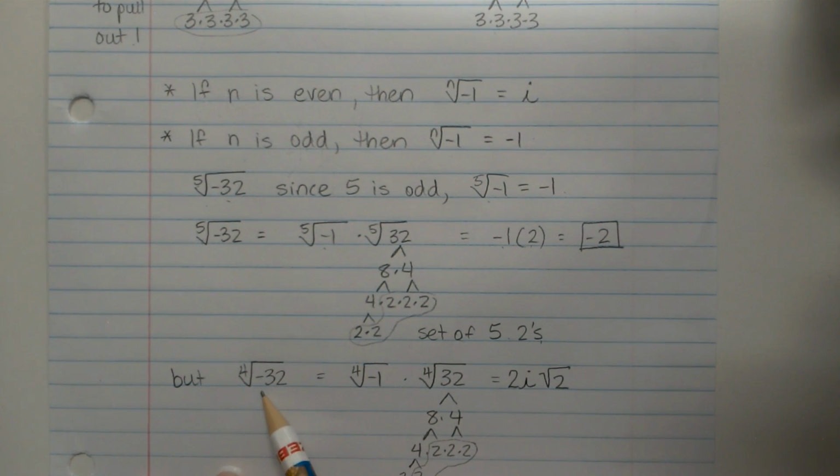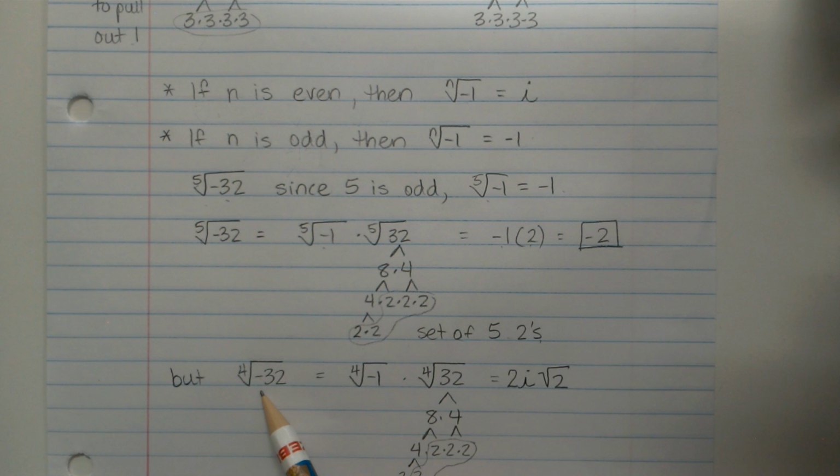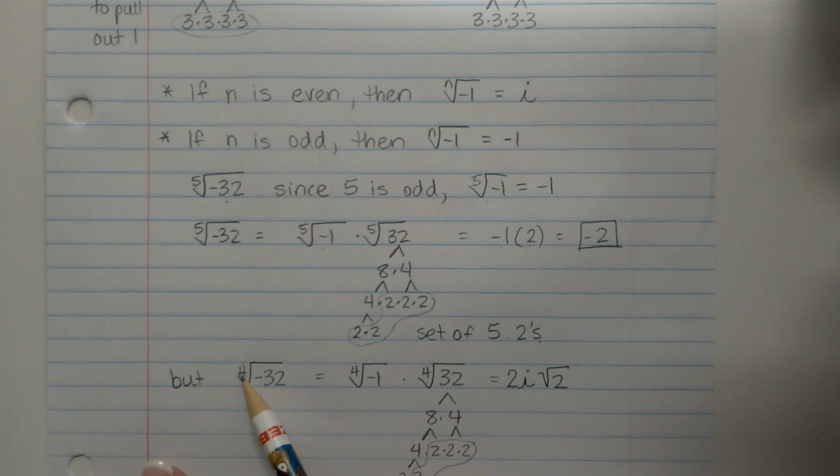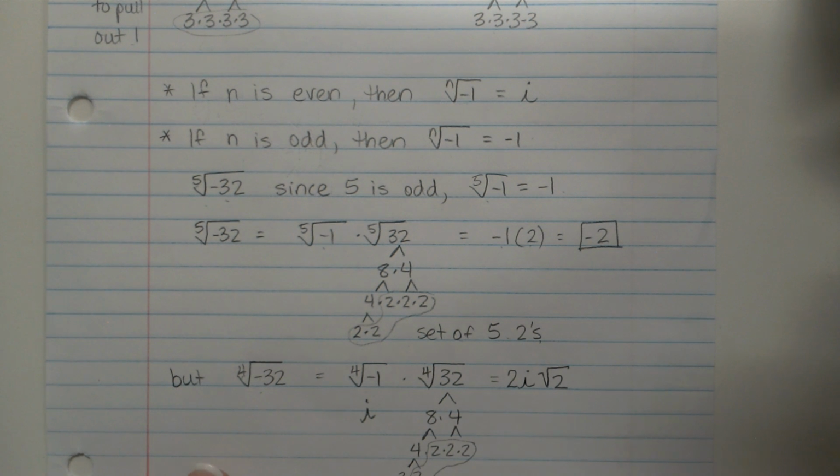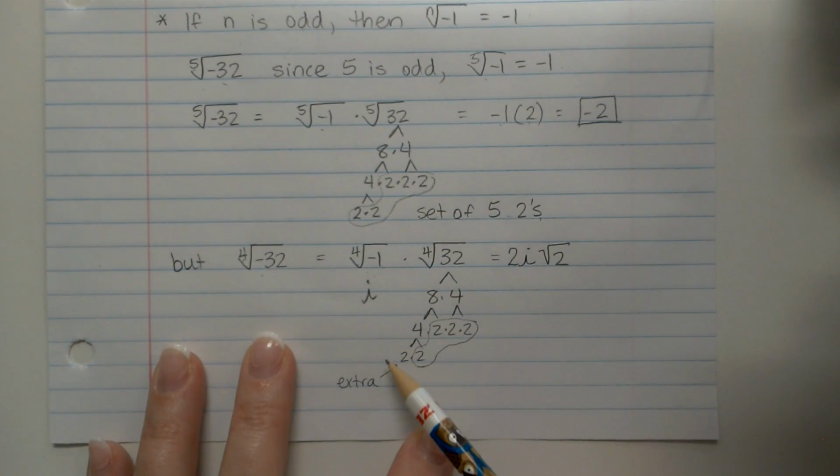But look, if I had put the negative underneath the radical with an even root, there's no way to get a set of 4 of something that will multiply to give a negative number. So this turns into i because of this even root. There's no way to get 4 numbers that will multiply to get a negative number, because negative times negative is always positive. So then I go ahead and factor out my 32.